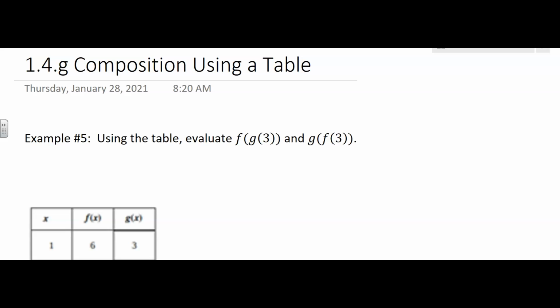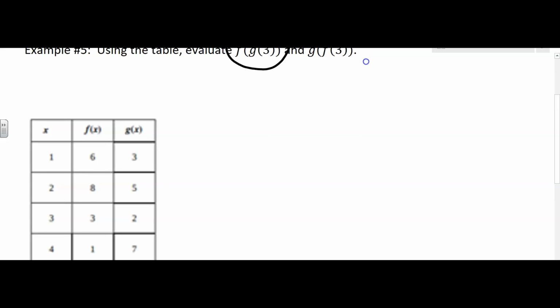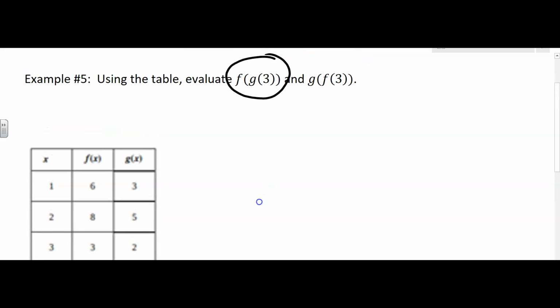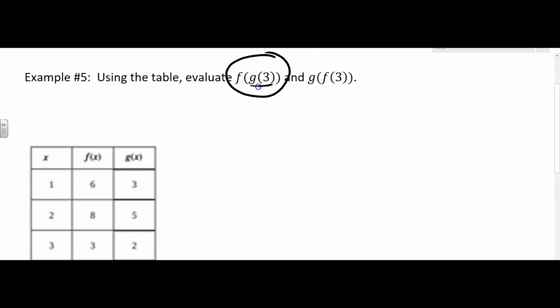So now we're going to find composition using a table. First we're going to find f of g of 3. Okay, so we go to our table here. First we need to find g of 3.